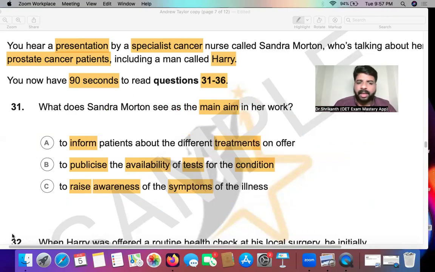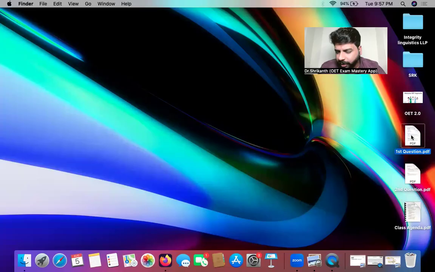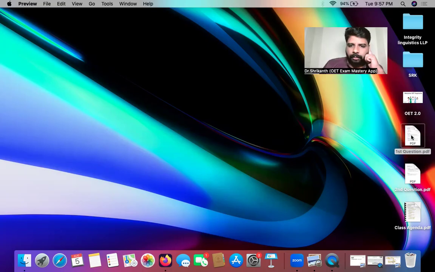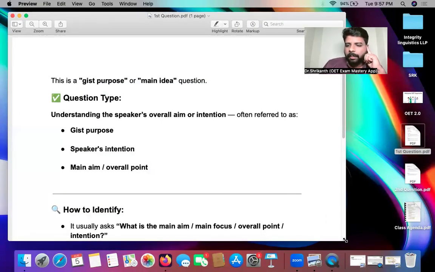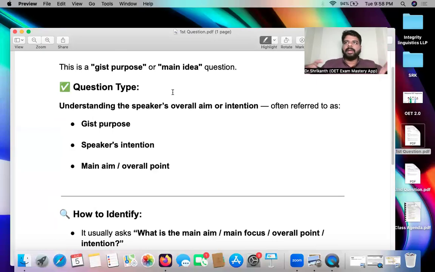Right. So what question type is this? Let's take the document that I have prepared for you over here. The first question, and then we will go to the audio script. So this is a gist or main idea type question. Here they are not asking you about one specific topic. When someone is talking about their work, they're talking about their main aim. You have to listen to the entire thing, so that is the central message. This is the gist, purpose or main idea type question.